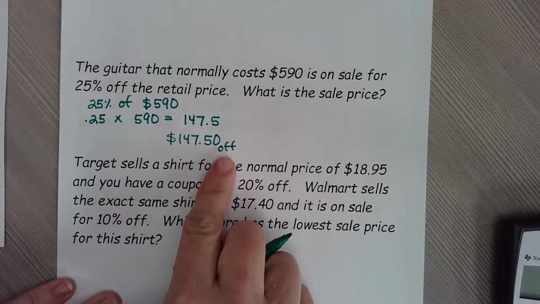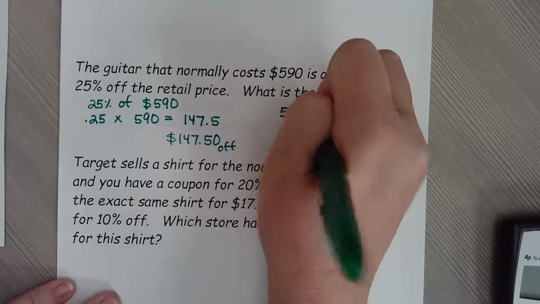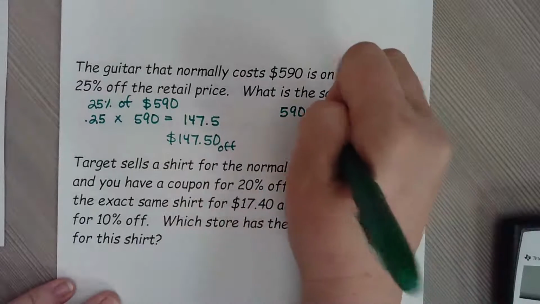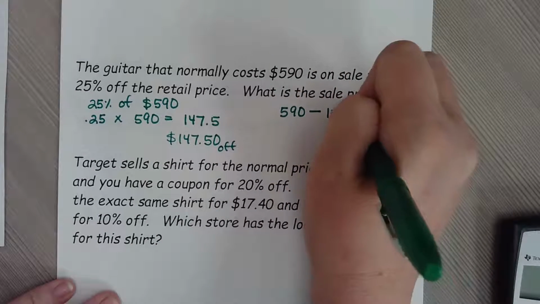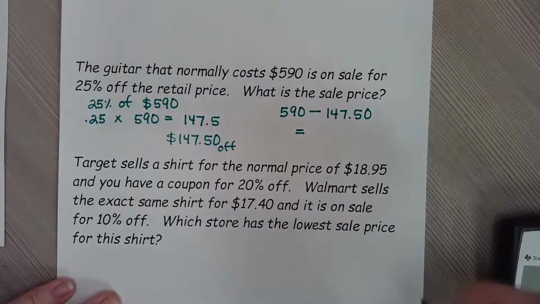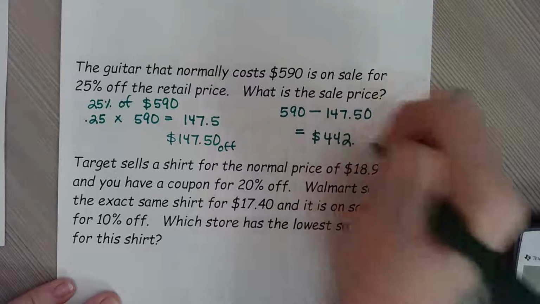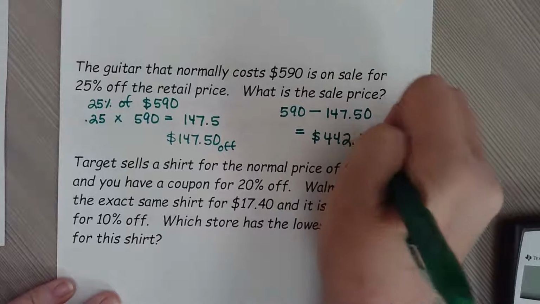How much we're taking off. So if I take the original price of the guitar minus the $147.50, that's going to give me the sale price, which is $442.50.